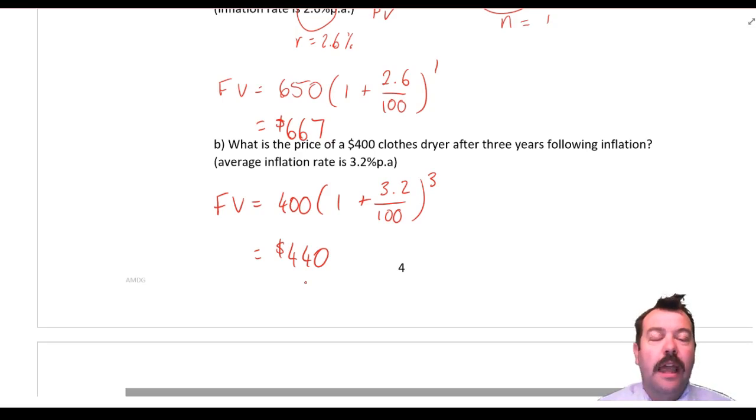Rightio. So just to recap these things, inflation is how the cost of things goes up over time. Appreciation is how the value of an asset increases over time. We calculate both of them using the compound interest formula.